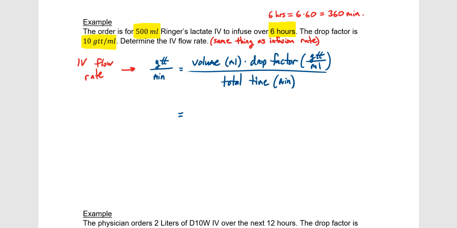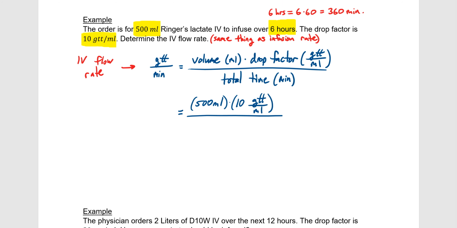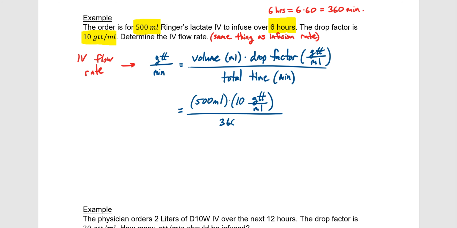So the volume is 500 milliliters. And the drop factor is 10 drops per milliliter. And we divide that by the total time, which was in minutes. So that was 360 minutes. And multiplying in the numerator, we see that the milliliters cancels out. You don't have to always do that by hand and show that, but it always should. And then 500 times 10, we get 5,000.